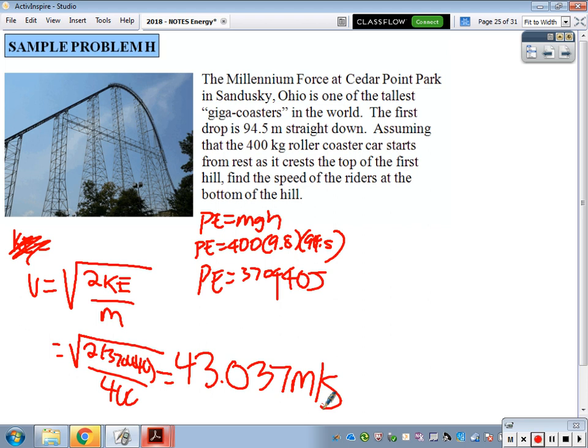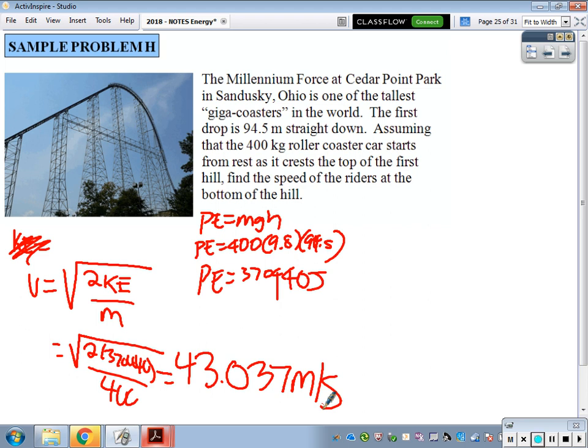which, if we actually were to measure the speed at the bottom of that hill, we would come to find out it does not reach 96 miles an hour. And in addition to that, the actual roller coaster starts at some speed at the top. It does not start from rest. So it actually has even more energy at the bottom of the hill.